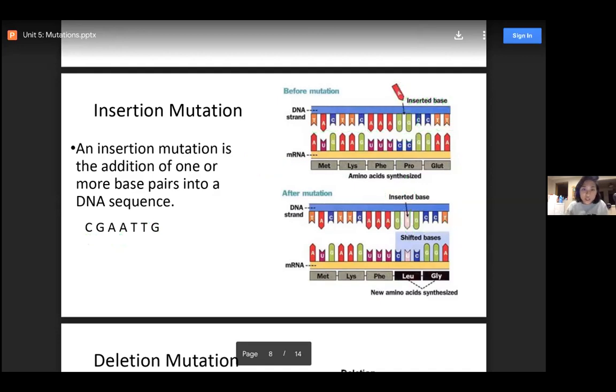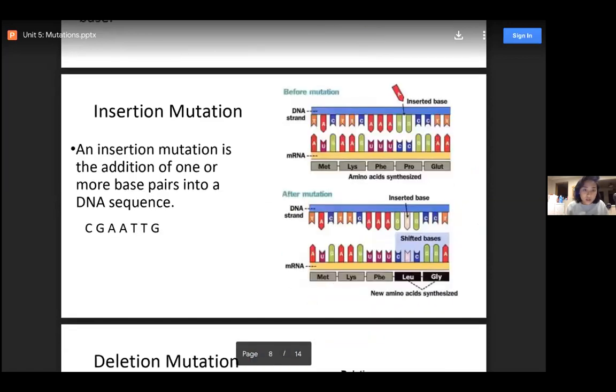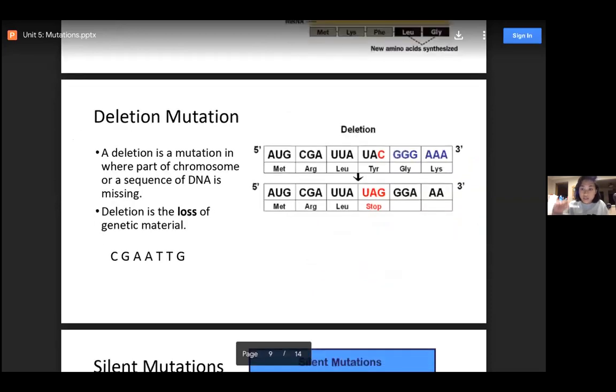The third type of mutation is deletion. Now you can probably infer what that means. A deletion is a mutation when a part of a DNA sequence just gets deleted. It just gets yeeted out of the way, which means that you lose some of the material. So in insertion, you added a little nucleotide. In deletion, you're going to take one out, and that's also going to throw off the rest of the sequence as well.